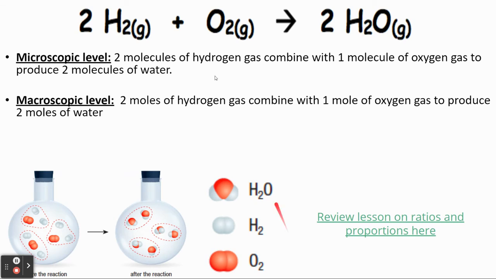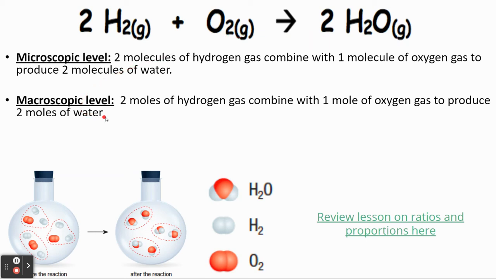So I just want to show you how you can view these coefficients. You can view them in 2 main ways. You can view them at the microscopic level or at the macroscopic level. Microscopic. Micro means very, very small. Macro means larger. So if I was looking at these at the microscopic level, or the molecular level, I could say that this is 2 molecules of H2 react with 1 molecule of O2 to make 2 molecules of H2O.